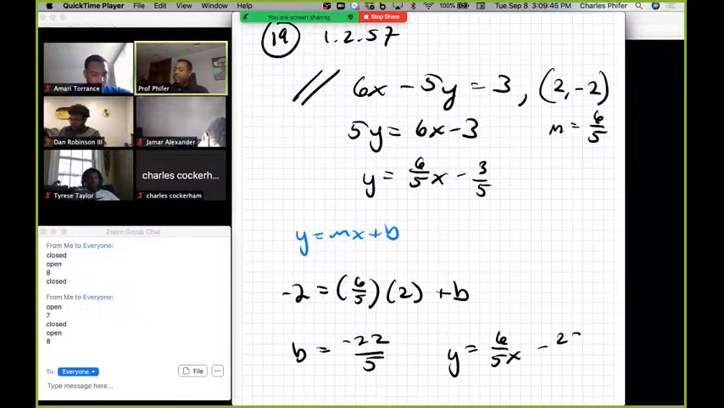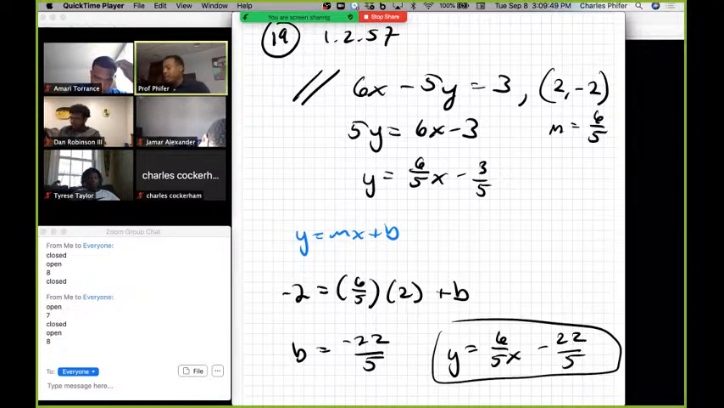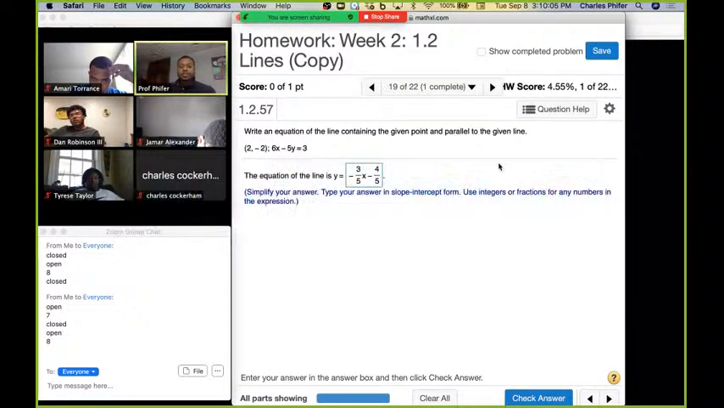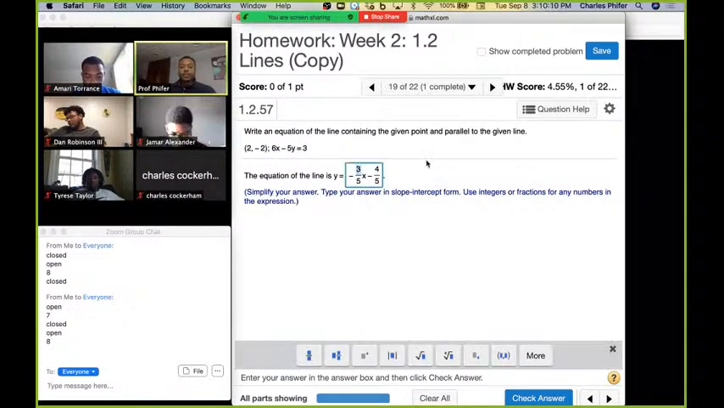Let's see if this one works. Hopefully we didn't make any mistakes. When x is 2, y should be -2. X is 2, 6 times 2 is 12. That's going to be a negative 10 over 5, which is -2. So let's check it in Pearson. That's supposed to be a positive 6 over 5, then minus 22 over 5.